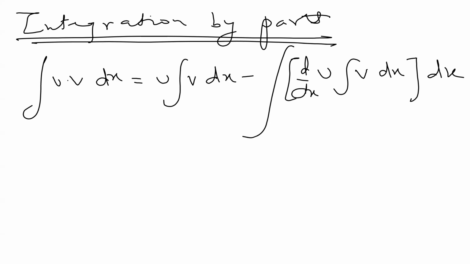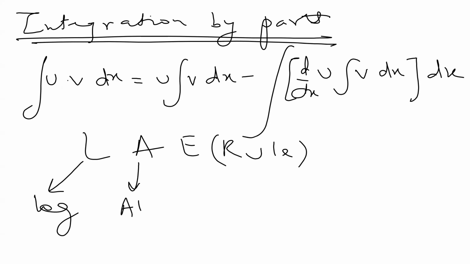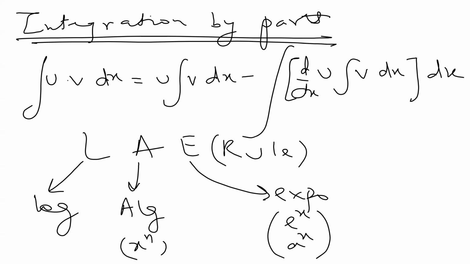Okay, so u and v follow a certain rule which is called the LAE rule, where L is logarithmic functions, A is algebraic functions, x raised to n, and E is exponential functions, e raised to x, a raised to x. It follows this rule. This bigger integration sign should look like a bigger integration sign. The box bracket should be there.